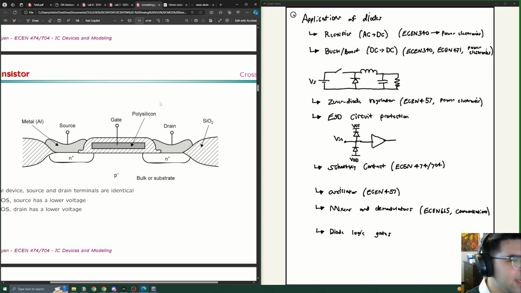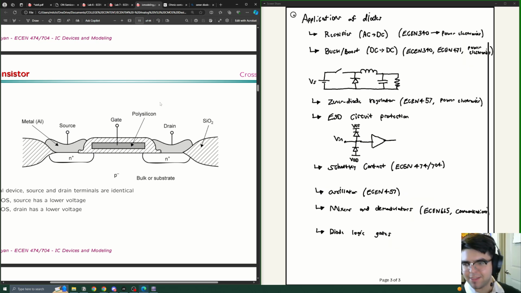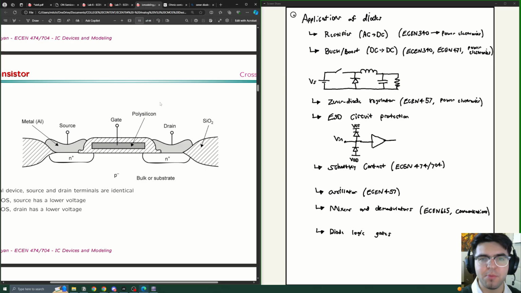But the fundamental idea is that if we connect a piece of metal to a lightly doped semiconductor, a Schottky diode forms, the same way that it was constructed before when we were talking about it. We need to actually prevent this. So what we do is make sure that we connect metal to highly doped regions to produce something that we call ohmic contact, which prevents Schottky diodes from forming. This is talked about in ECEN 474 and 704 and the other IC design classes.